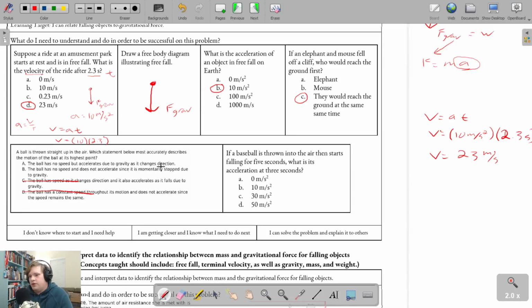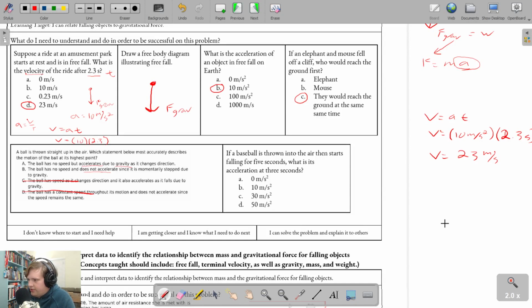So, the second part of the answers is what I have to now look at. The ball has no speed, but accelerates due to gravity. Accelerates, keyword, accelerates, due to gravity as it changes direction. The ball has no speed and does not accelerate since it's momentarily stopped. Okay, if it's completely stopped. Okay, due to gravity. All right, let's look here.